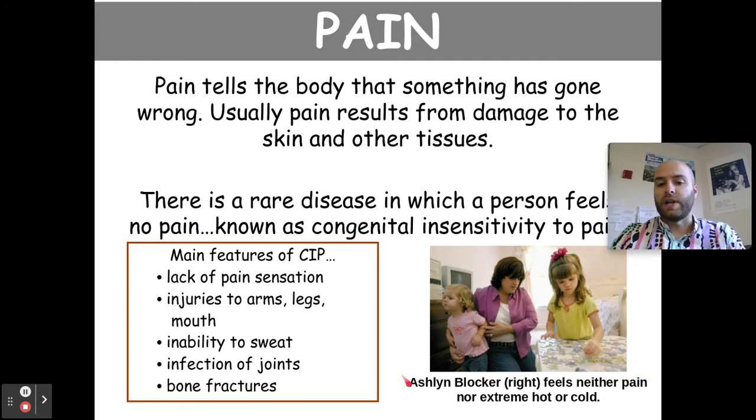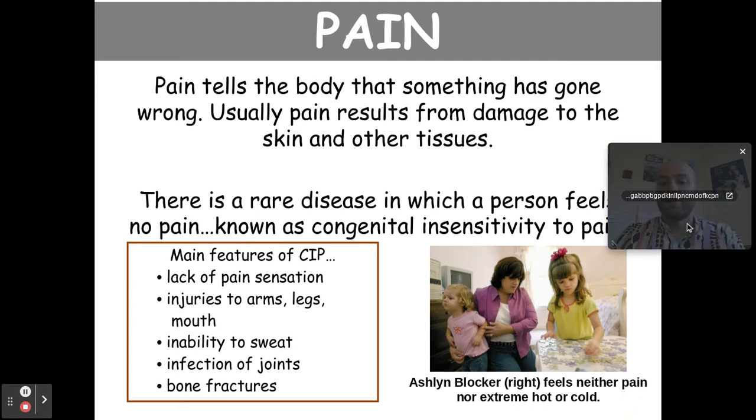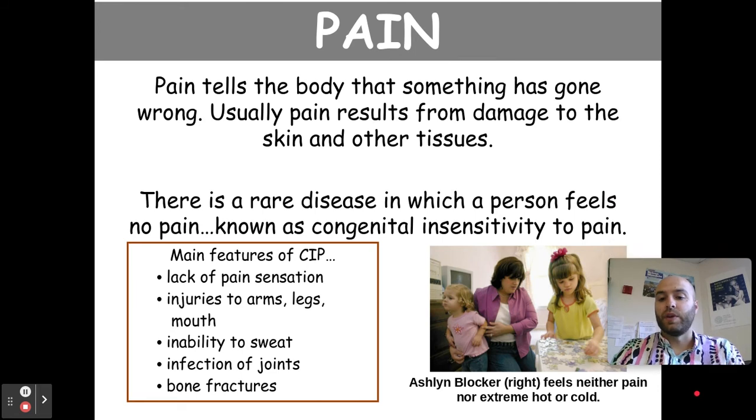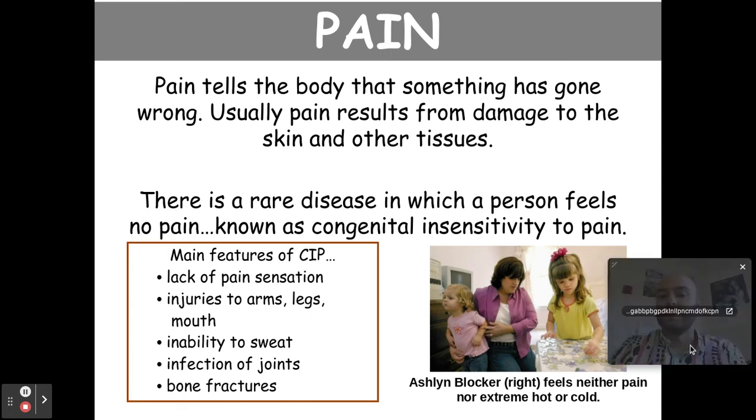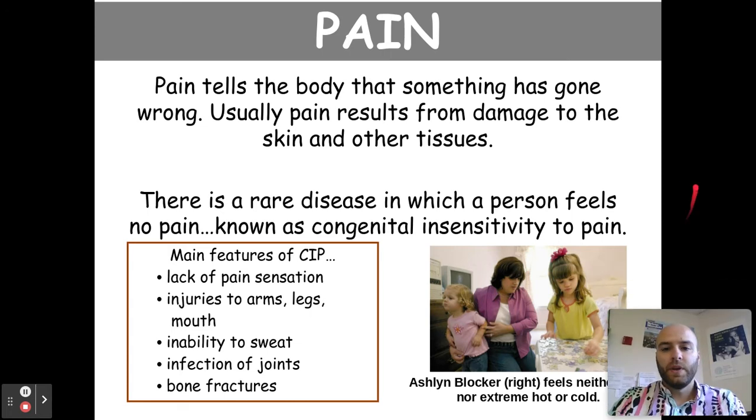This girl, Ashlyn Blocker, is an example of someone with CIP. She feels neither pain nor extreme hot or cold. Those receptors aren't working the way they're supposed to. So she could go outside in the middle of winter, walk through the snow with bare feet, be out there for hours and not notice that she's probably gotten frostbite. She should be in severe pain, but she's not. So that's one exception to pain, which is something that we all encounter.